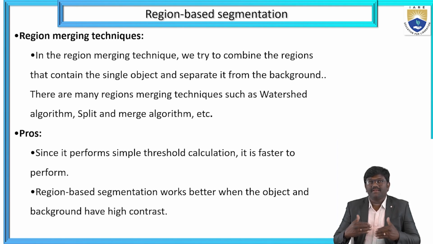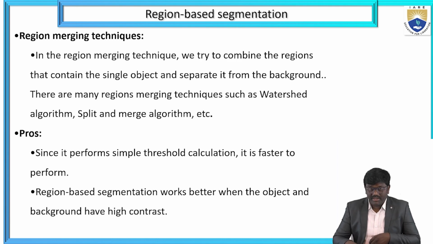There are many region merging techniques such as the watershed algorithm, split algorithm, merge algorithm, etc. Based on these different region merging techniques, there are some pros. It performs simple threshold calculation, so it is faster to perform. Region-based segmentation also works better when the object and the background have high contrast.